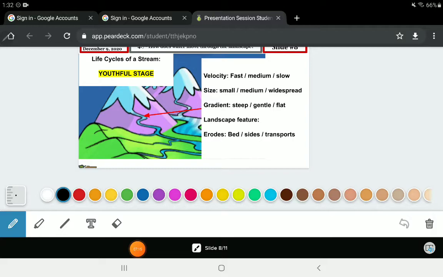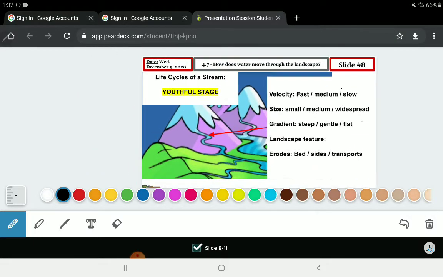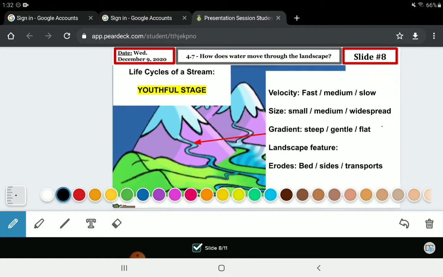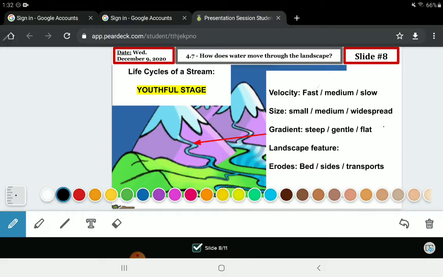So we are going to talk about our young or youthful stage of development for streams. So young streams, just like you guys said, are pretty self-explanatory. Our young streams are fast, they are small. These are the young ones that start up at the headwaters. They're small, meaning that they're more narrow. Their gradients are steep, so they have a very steep gradient.